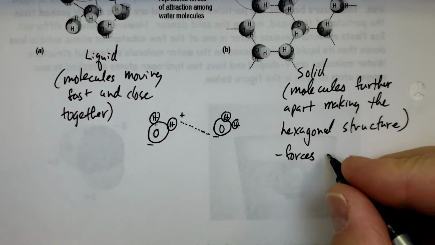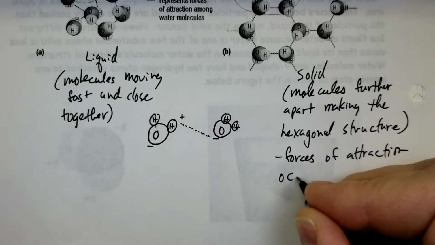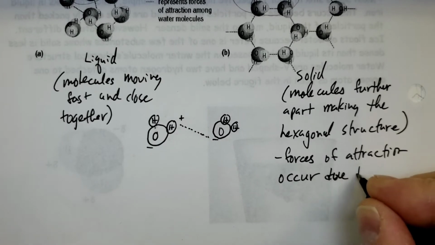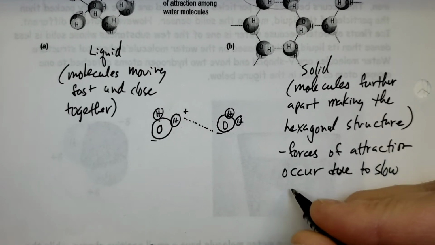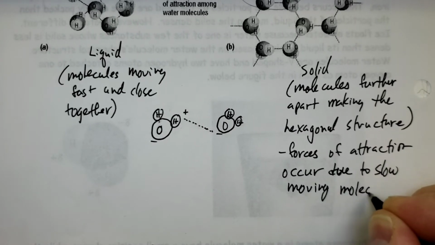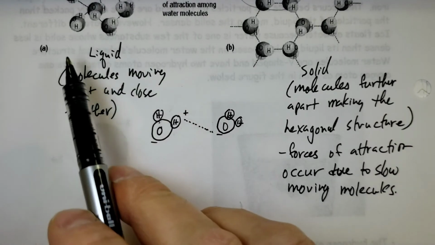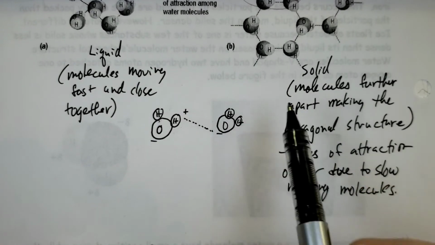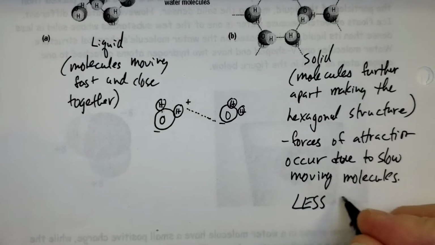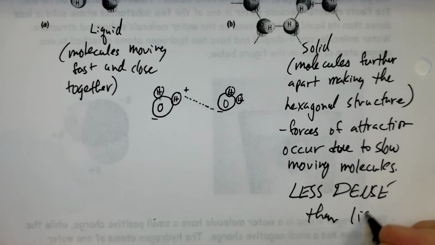Forces of attraction occur due to slow moving molecules. So we could write that as a little note there as to what's happening. So they slow down, and when they slow down, they get attracted to each other, and they make this structure, which makes it less dense than liquid.